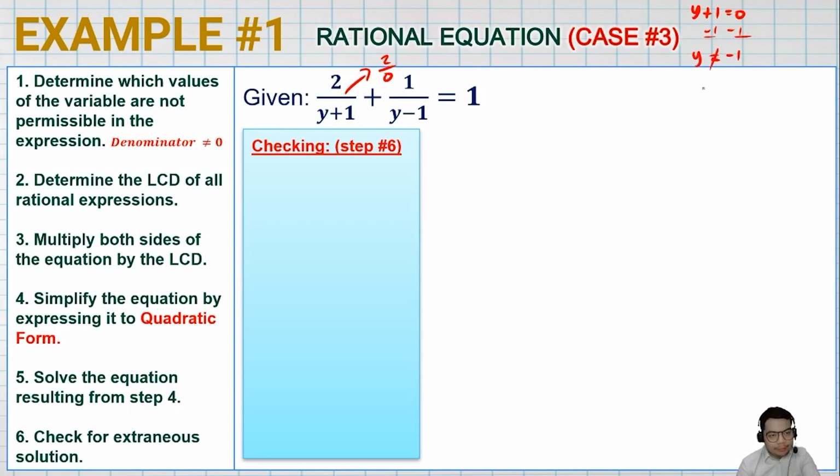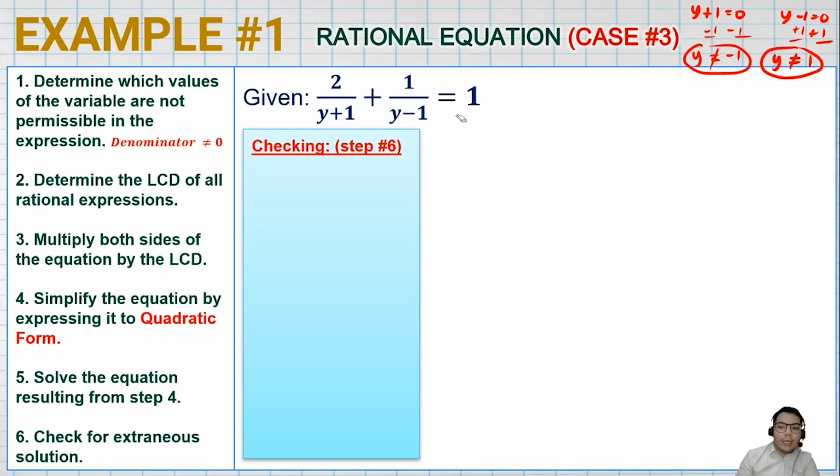So, bawal maging negative 1. Bakit? Negative 1 plus 1 will make the denominator equal to 0. So, yan yung una nating restriction. Next, ito din. Bawal to maging 1 over 0. So, equate din natin si y minus 1 kay 0, plus 1 for both sides. So, y should not be equal to positive 1. Ayan. So, dalawa yung restriction natin. Negative 1 tsaka positive 1. Because if it is 1 minus 1, this denominator will be equal to 0.